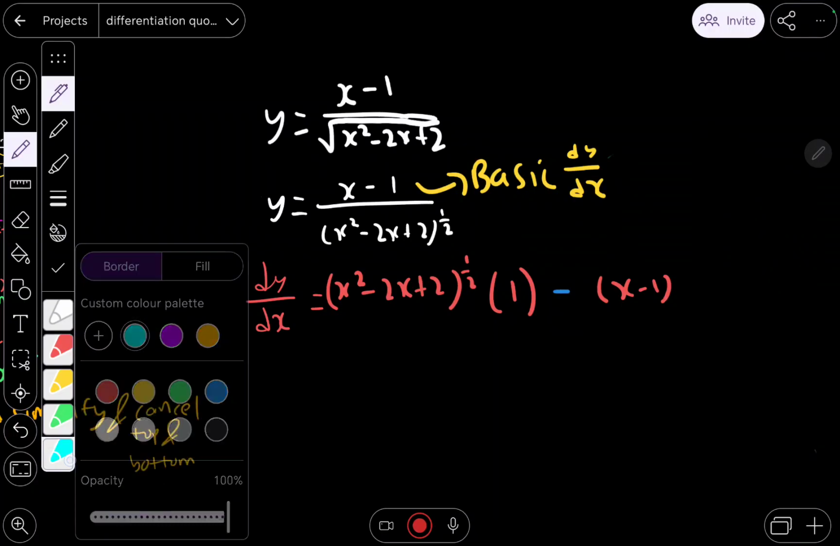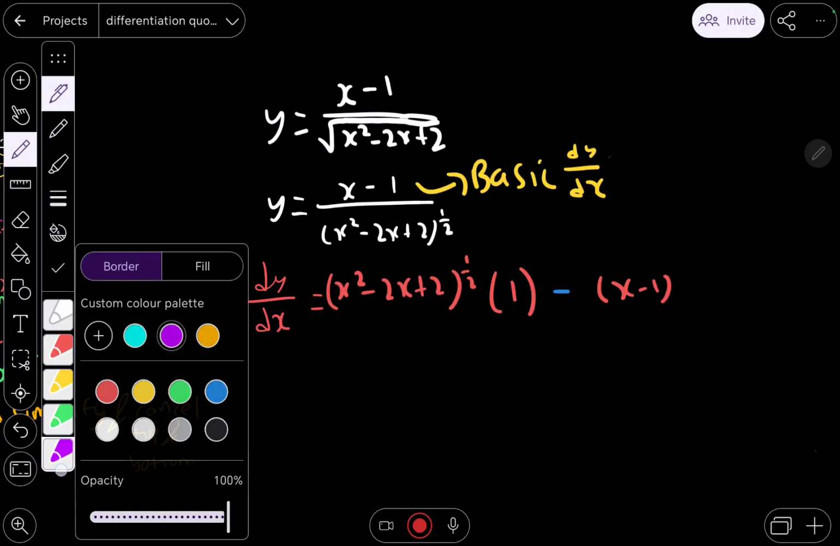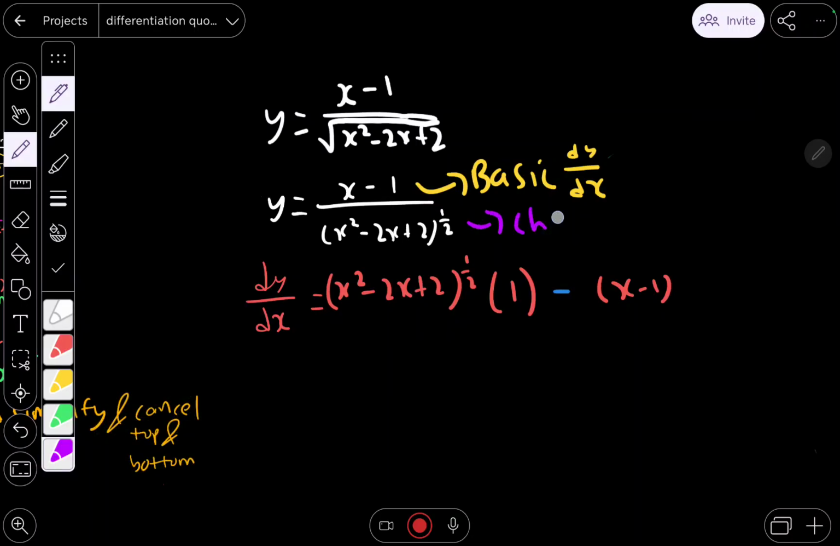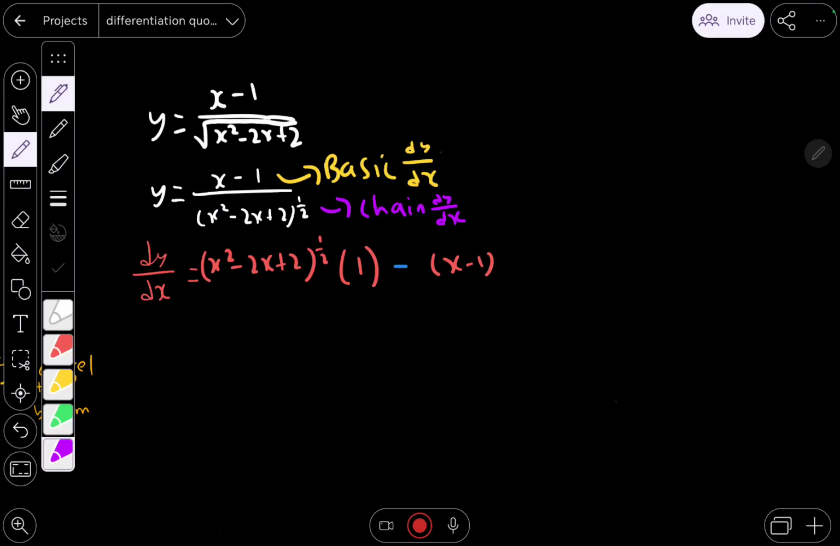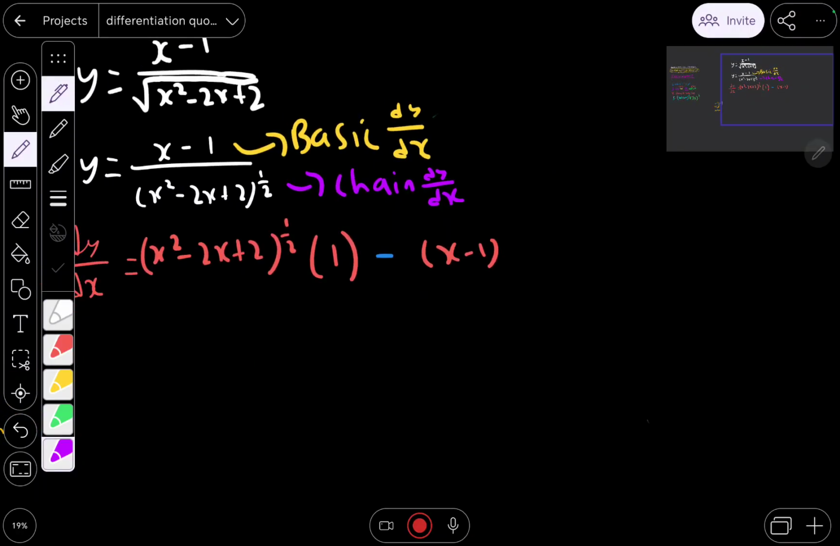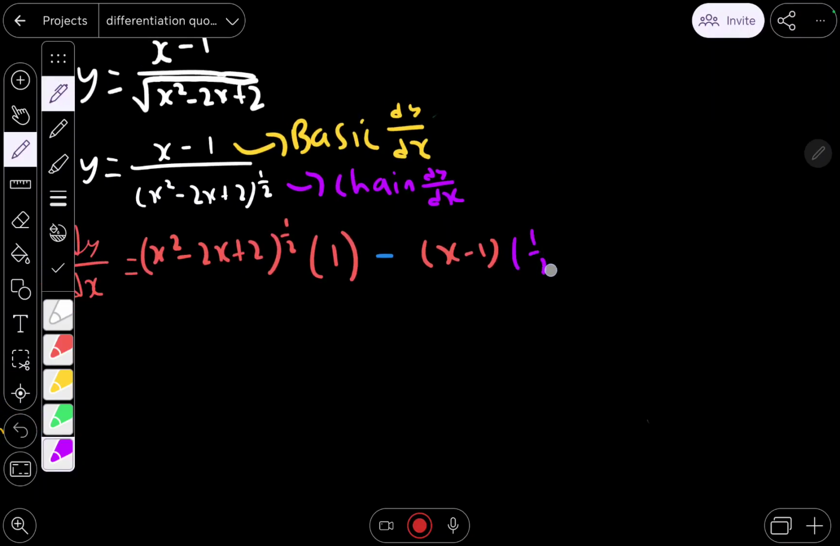So we know that the bottom will be a chain differentiation. So how do you do chain differentiation again? Power bring down, power minus 1, and then you differentiate the inside bracket. So power bring down, so it'll be a half bracket x squared minus 2x plus 2. I've mentioned to copy this down first, and then half minus 1 is negative half, and then we differentiate the inside bracket, right?